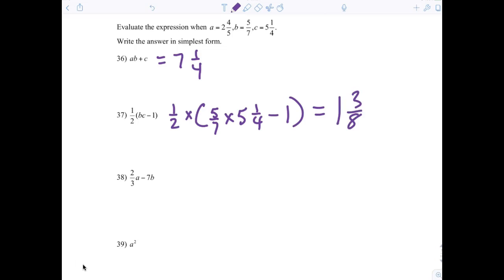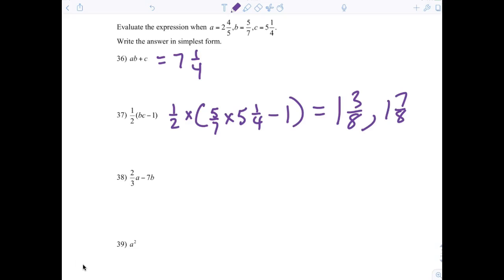All right, guys, I'm kind of proud of you. And I'm not saying he's right. I'm saying if you got something different, let's try again. Literally type that in exactly the way you see it. 1/2 times, open parentheses, 5/7 times 5 1/4, minus 1, close parentheses, equals. 1 7/8. That's why I'm saying it could be 1 7/8.